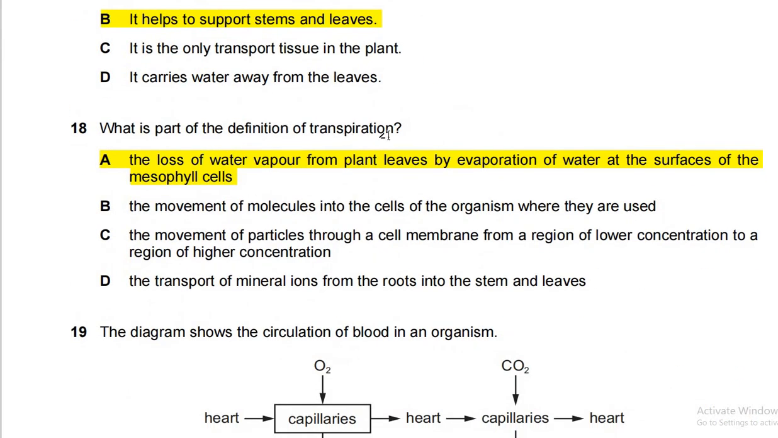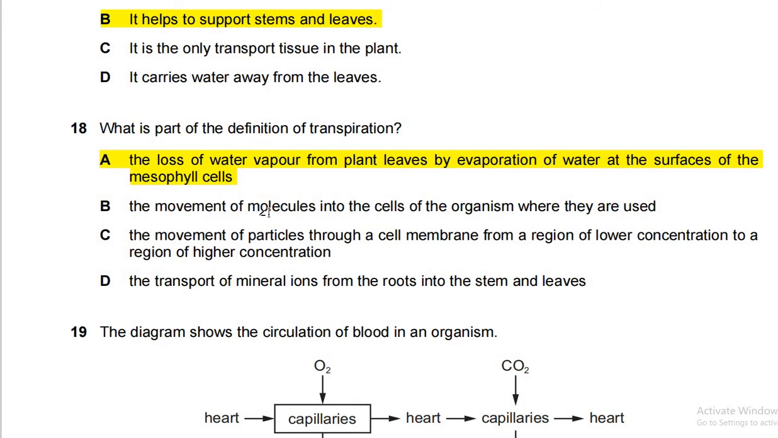What is part of the definition of transpiration? Let's look at all of them. A: the loss of water vapor from plant leaves by evaporation of water at the surface of mesophyll cells. If you memorize the definition of transpiration according to the syllabus, it's literally a copy-paste of that. Because if it's transpiration, it has to be the loss of water vapor.